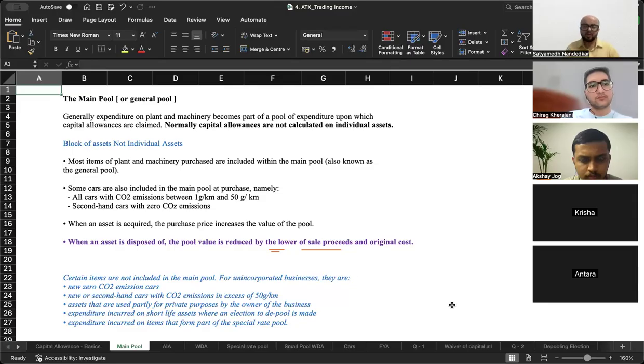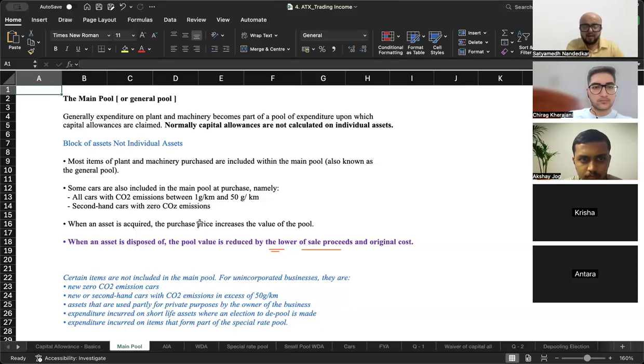What all items are included in the main pool? Most items of plant and machinery purchased are included in the main pool. Some cars are also included in the main pool, namely all cars with CO2 emissions between 1 gram and 50 gram, and then second-hand cars with zero CO2 emissions. Okay, but the calculation of capital allowances is done slightly differently for cars. Although they are a part of the main pool, there are some special rules that you need to keep in mind.